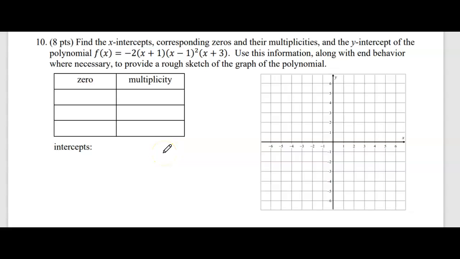Find the x-intercepts, corresponding zeros and their multiplicities, and the y-intercept of the polynomial given. Use this information along with end behavior where necessary to provide a rough sketch of the graph of the polynomial.